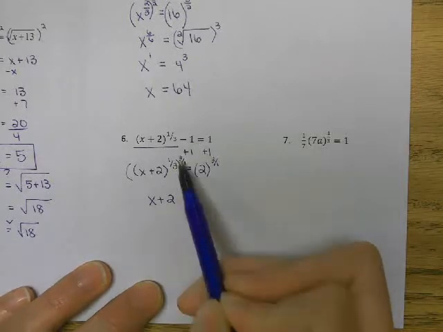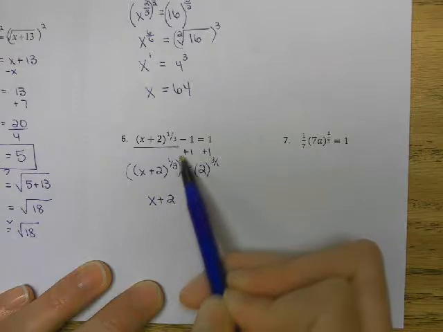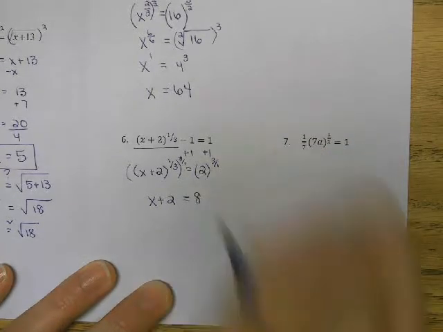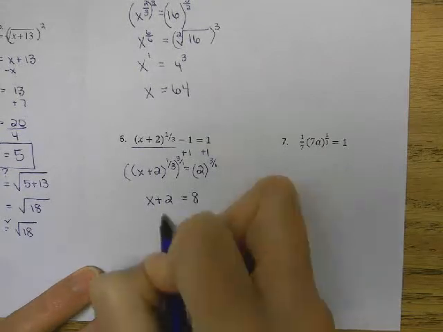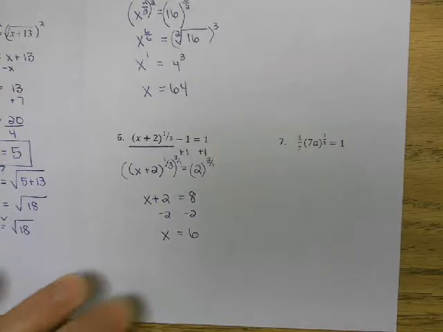This is essentially squaring a square root, cubing a cube root. That's what we're doing when we're raising that to that power. 2 cubed is 8. Then I still need to get that x by itself, so I get 6.